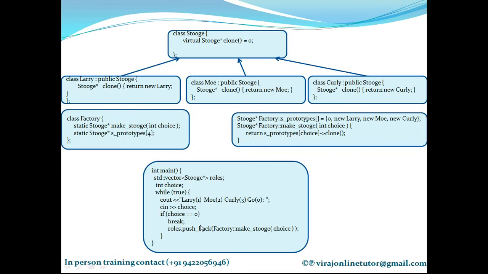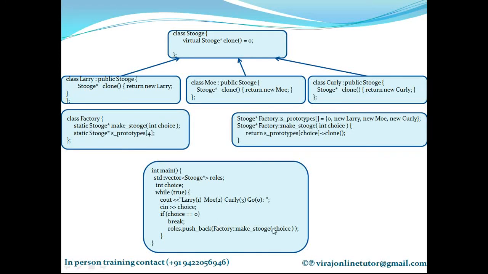And now I have a main function, which is my entry point. So let's see what I am doing here. I've created a vector of roles. Vector is nothing but a list of roles. I am running a while loop here. I am accepting a choice from the user. I am asking the user to type 0 if you want to exit from my program, type 1 if you want a Larry to be created, type 2 if you want a Mo to be created, type 3 if you want a Curly to be created. So I am accepting that choice from the user. If choice is 0, break.